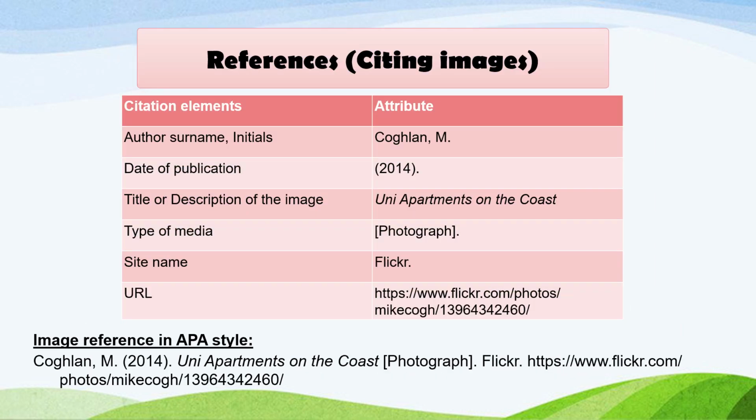The end of paper references is similar to the attribution, with the elements placed in a different order. Start by including the author's surname and initials, followed by the date of publication in brackets. Italicize the title, put the type of media in square brackets, include the site name and URL.